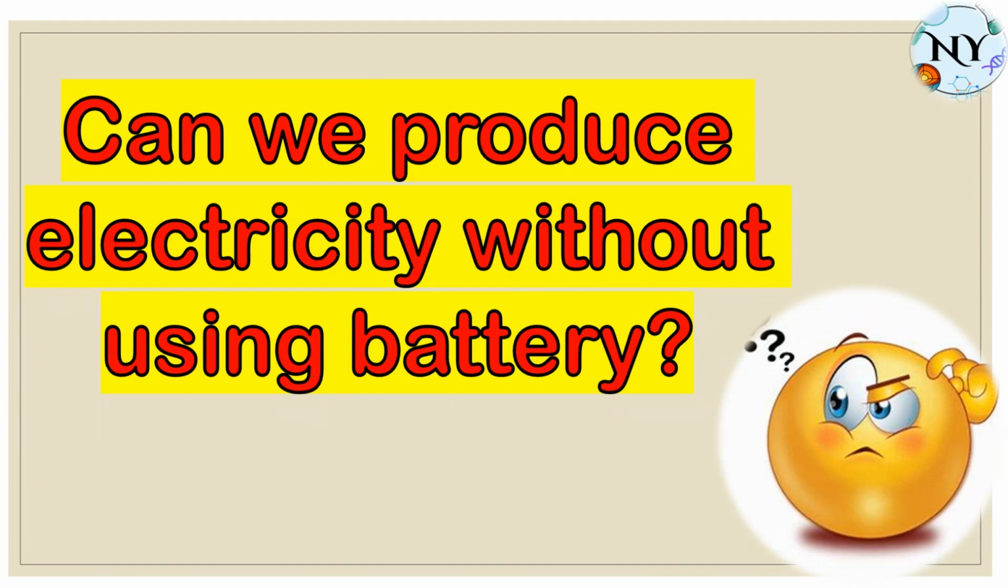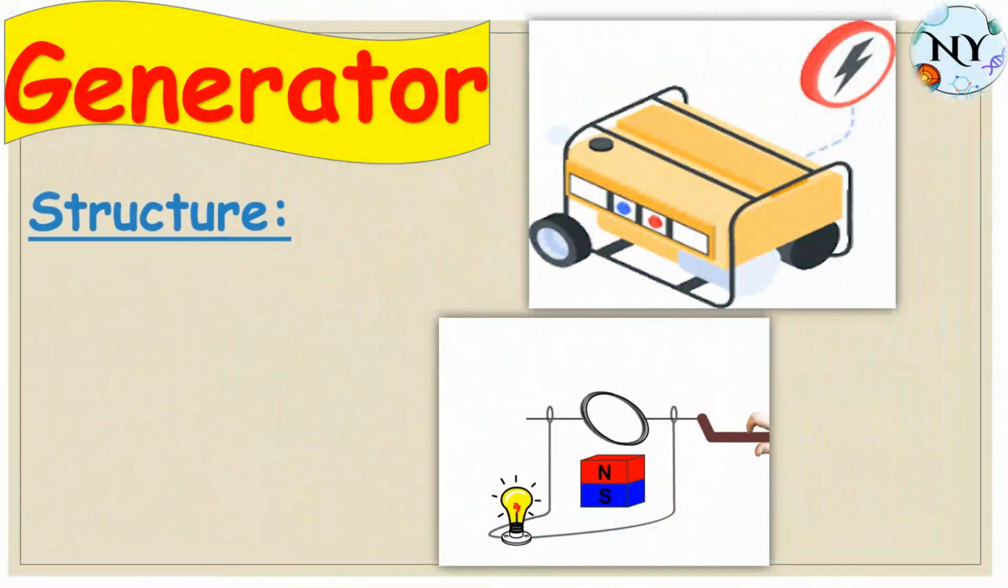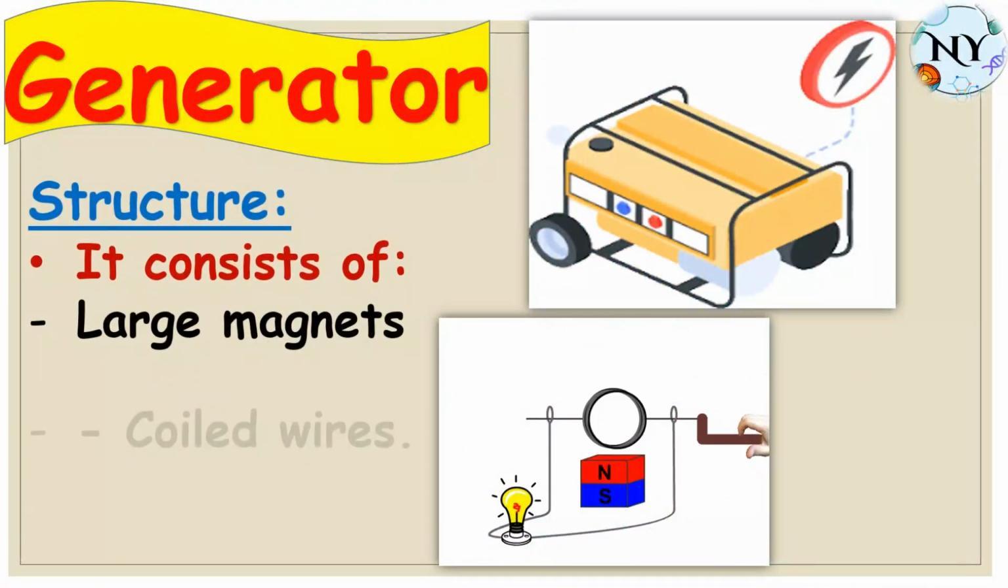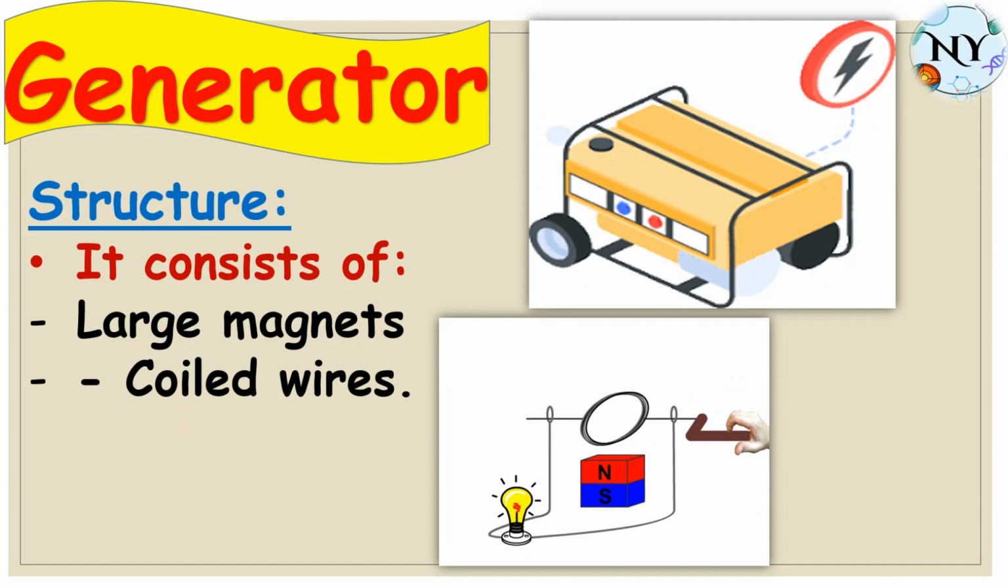Some of you said yes, and others said no. But the correct answer is yes, we can produce electricity without a battery or wall socket. But how? We can produce electricity by using an important device which is called a generator. A generator is a device that consists of a large magnet and coiled wires. So again, what is the structure of a generator? It's a large magnet and coiled wires.